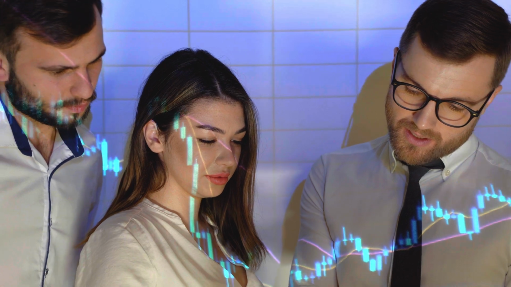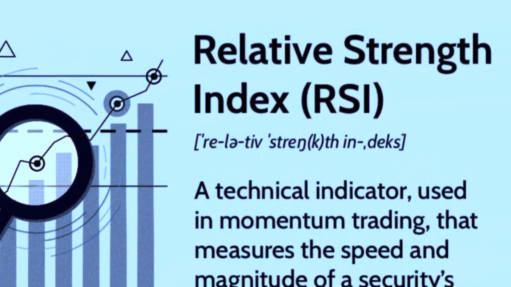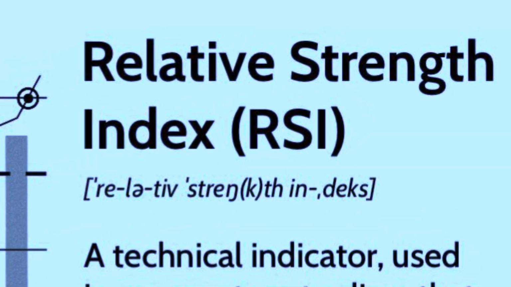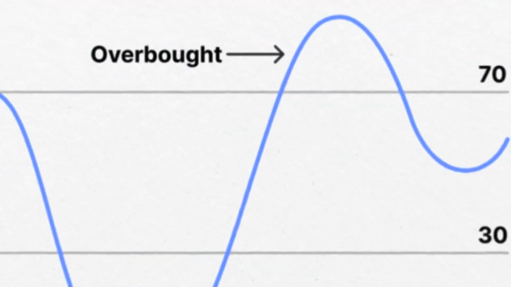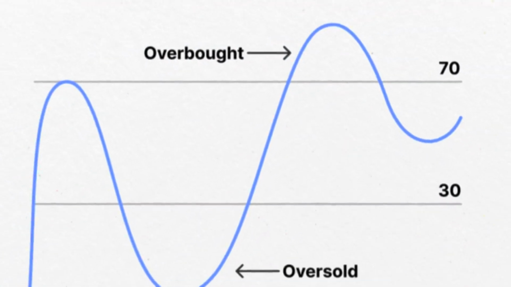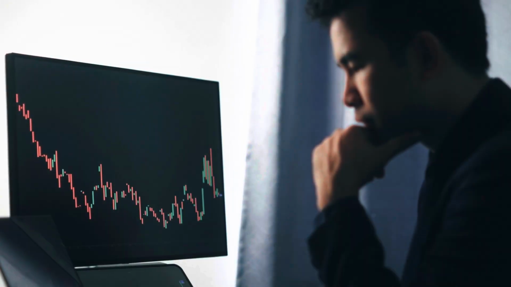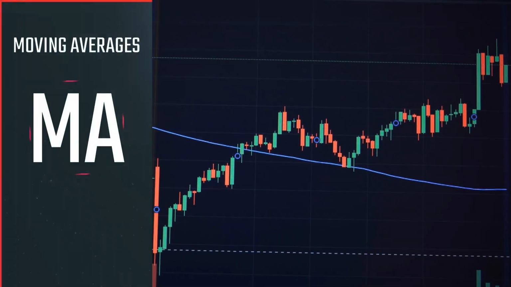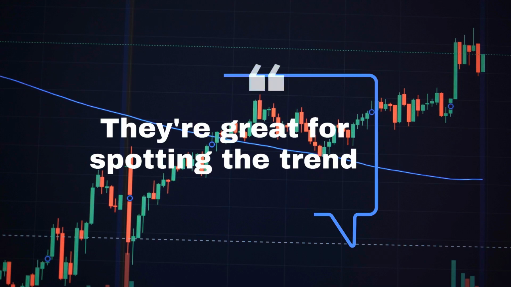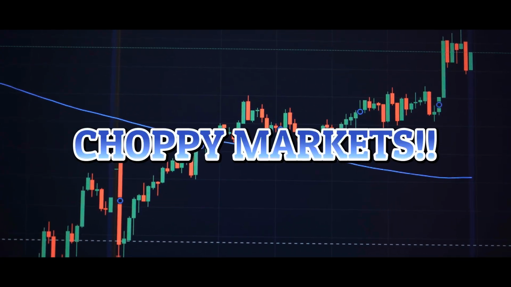Most traders are using broken tools. They rely on indicators with fixed settings that just can't adapt to a live market. The RSI, for example, is famous for catching reversals, but in a strong trend, it'll scream oversold and overbought way too early, getting you into losing trades over and over. Then you have moving averages. They are great for spotting the trend, but the minute the market gets choppy and moves sideways, they're worthless, just chopping you up with bad signals.